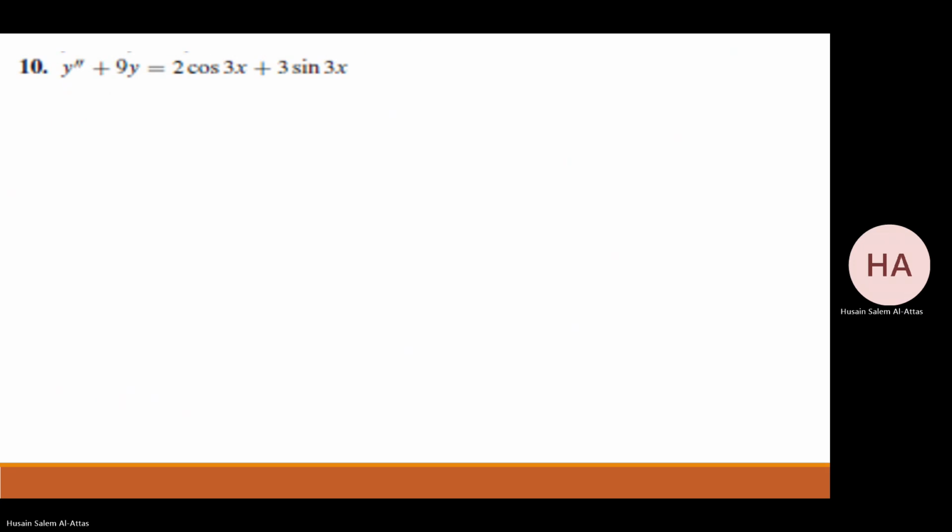Next one. We have what? First, we solve the homogeneous. So I'm getting what? R squared plus 9 equals 0. So I have R equal plus or minus 3i. So Y_C.